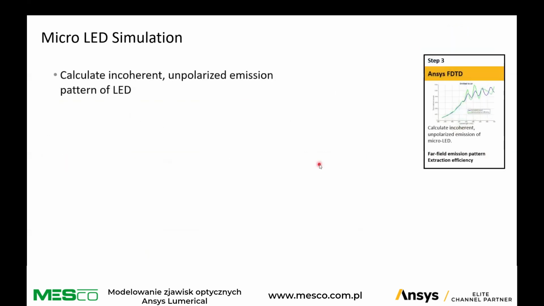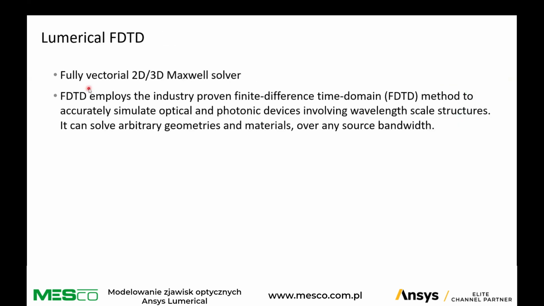Okay, so again, here we're going to focus on calculating the emission pattern of the LED, considering that the LED will emit light that is incoherent and unpolarized. For that, we will use the finite difference time domain solver from Ansys Lumerical. So what is FDTD? FDTD is simply a fully vectorial 2D, 3D Maxwell solver. What we do is calculate how light can propagate in the geometry, in the volume, by simply solving Maxwell's equations in time domain.